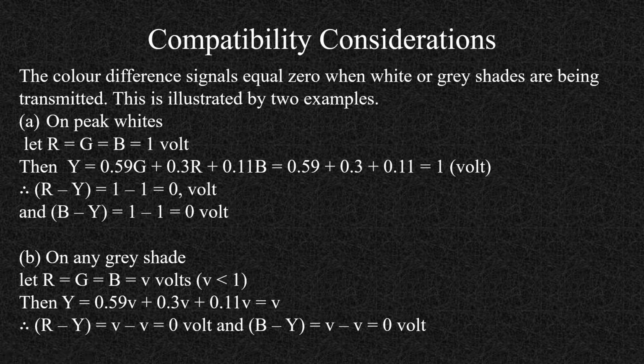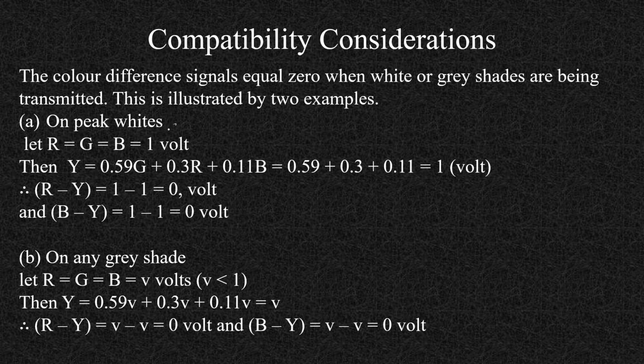Now compatibility consideration. Compatibility consideration tells you that if you have peak whites and you want to see them on a color television, then white should appear as white, okay. It should not randomly give you any color. So you can see the color difference signal equals 0 when white or gray shades are being transmitted.